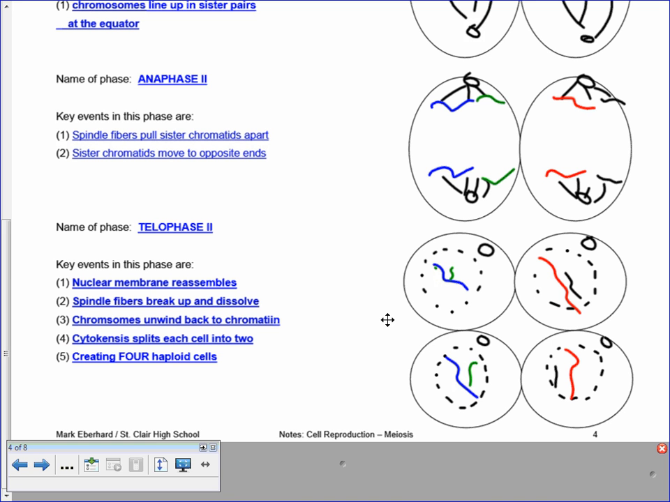So this is how you create your set of 23. And this is how your partner creates their set of 23. So that when you both merge your gametes, you create a new person with 46. 2 sets of 23.